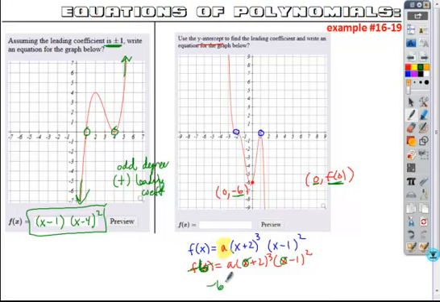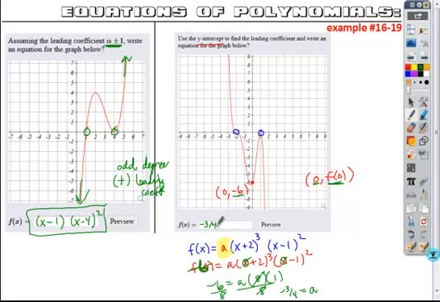So really what we're getting here is -6 is equal to a times 0 plus 2 cubed, which is 8, times 0 minus 1 squared, and -1 squared is 1. And so we get this number 8. If we divide both sides by 8, those cancel, and we get a is equal to -6 over 8, which reduces to -3/4. And so that is our a value.